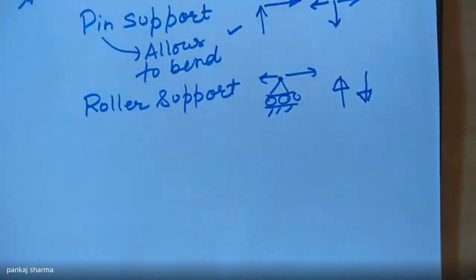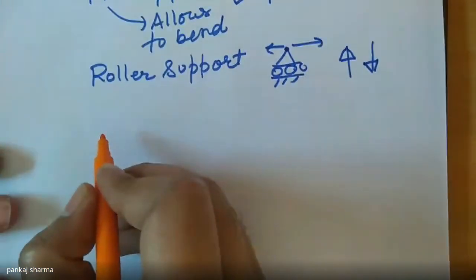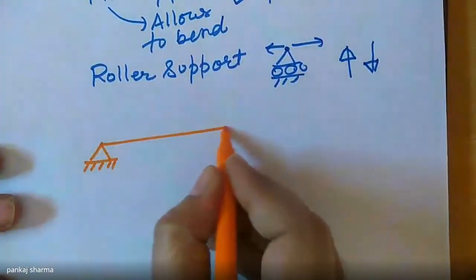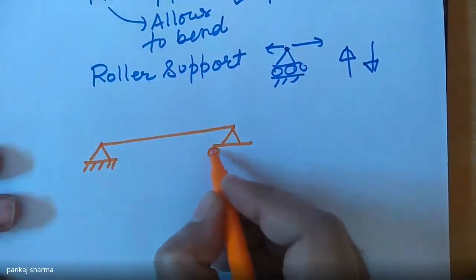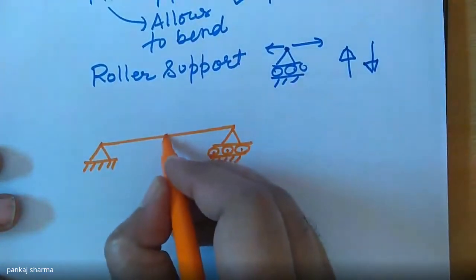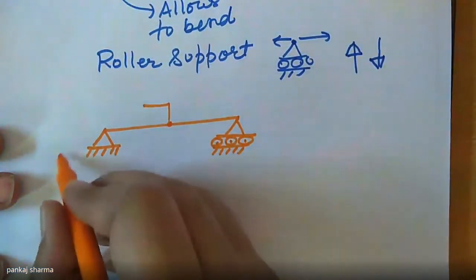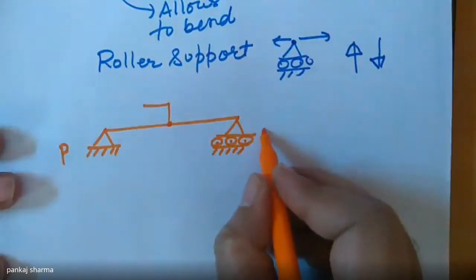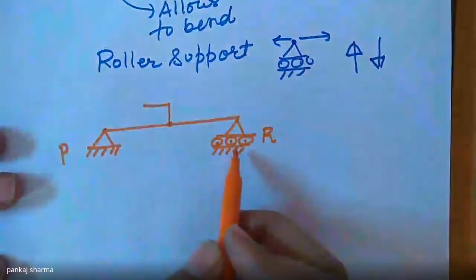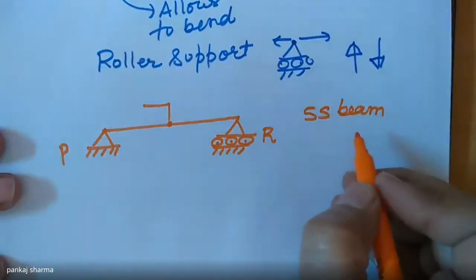So I am taking a simple problem having some eccentricity, so we can understand the concept of the pin joint and roller joint. It is a pin support and it is a roller support, and the combination of these is a beam which rests on a pin joint and a roller support. It is also called a simply supported beam, a combination of pin and roller joint.